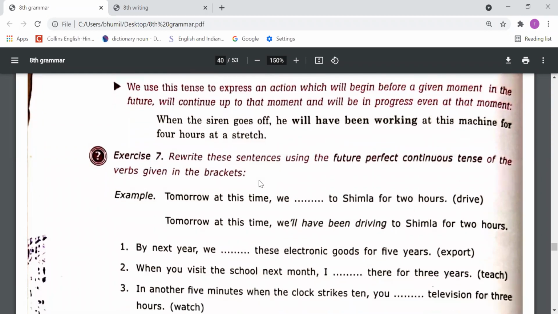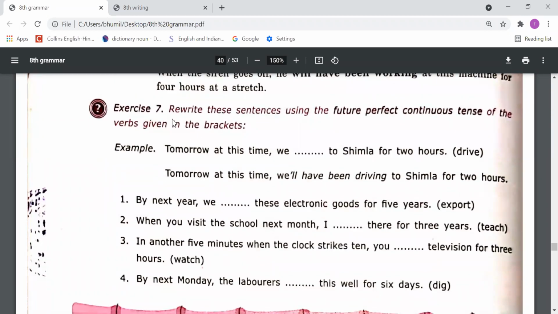Exercise number 7. Rewrite these sentences using the future perfect continuous tense of the verbs given in the brackets. So you need to rewrite these sentences and you need to fill the verbs also. Like one example has been done for you.